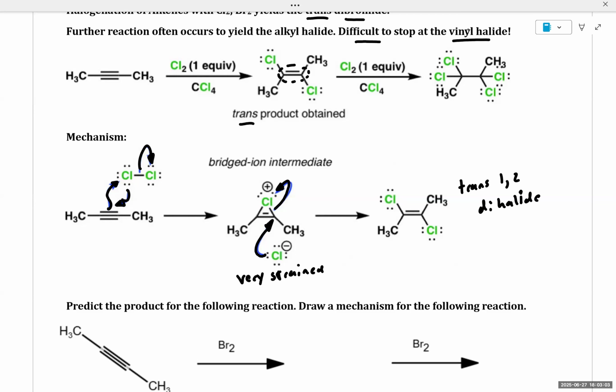This mechanism is very similar to the dihalogenation of alkenes, with the exception being instead of making an alkane 1,2 dihalide, if you use an alkyne as the starting material, you make a trans 1,2 vinyl dihalide.